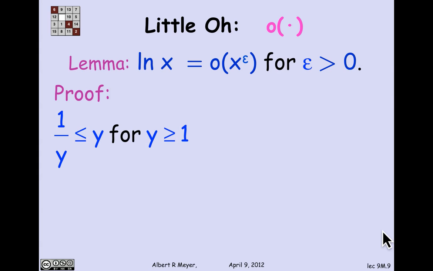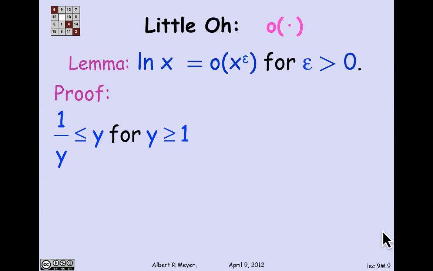The proof begins with the immediately obvious remark that 1 over y is less than or equal to y when y is greater than or equal to 1. They're equal at y equals 1, and as y increases, y gets bigger and 1 over y gets smaller, so the inequality is preserved.